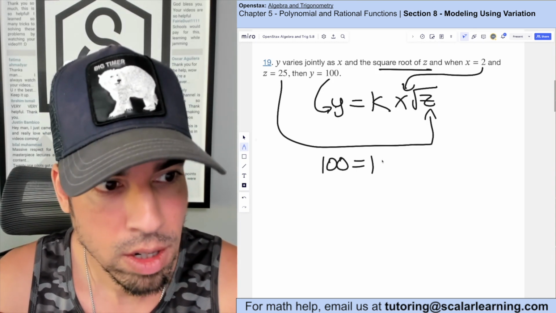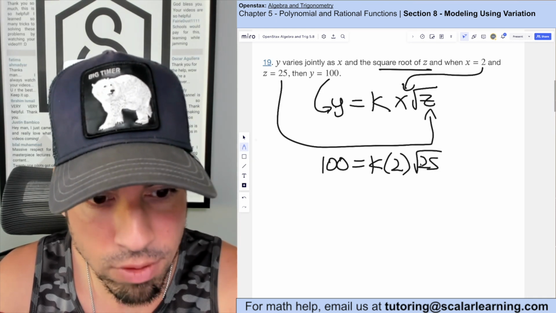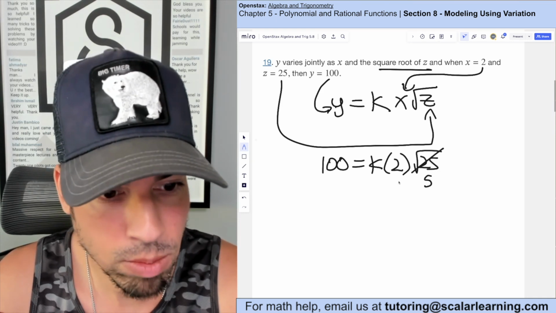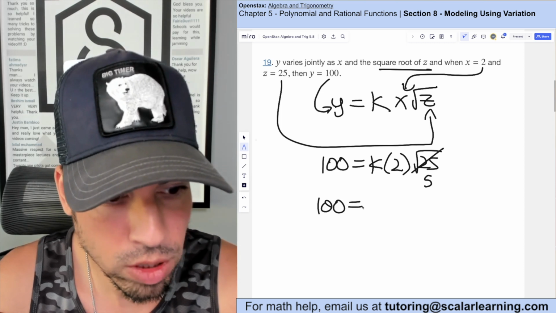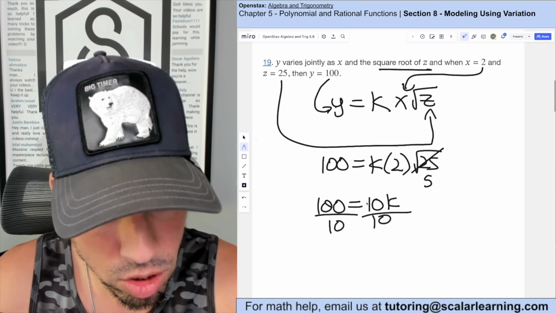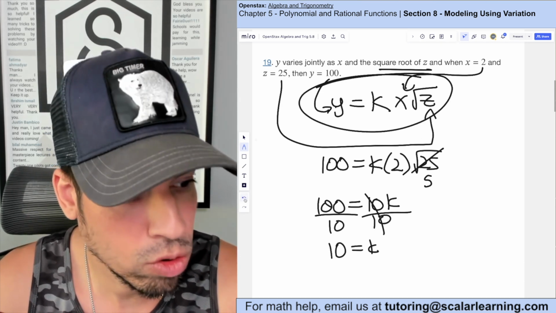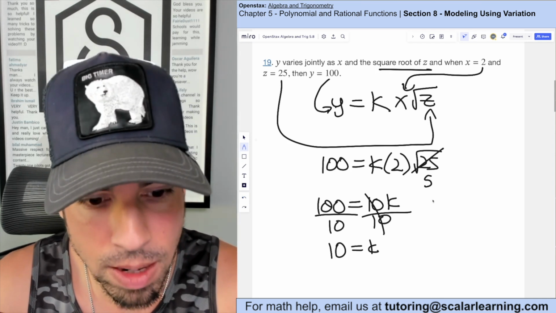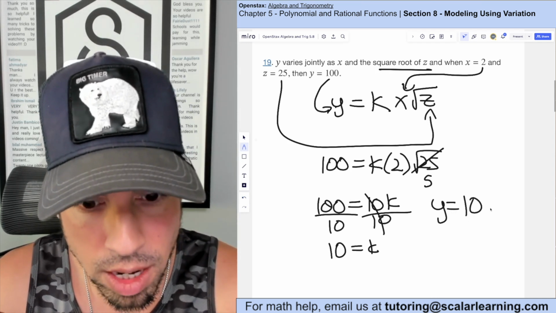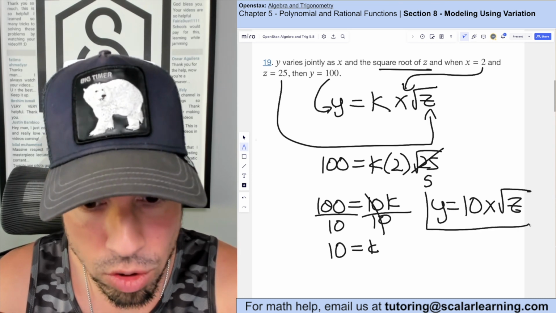100 equals k times x is 2, and z is 25. Square root of 25 is 5. 5 times 2 is 10. So we have 100 equals 10k. To solve for k, we divide by 10 like so, and k equals 10. Now I can rewrite this original equation by subbing 10 in for k, and we get y equals 10, and then we still got the x, we still got the square root of z, and there's your equation.